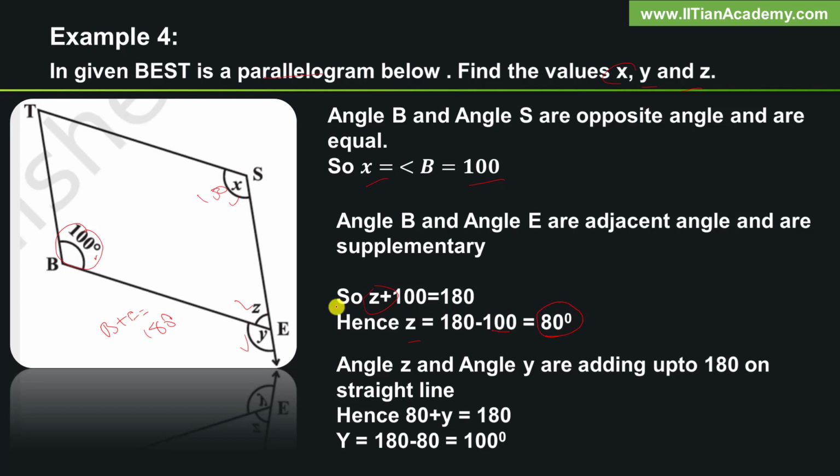Angle z and angle y add up to 180 on a straight line. Hence, 80 plus y equals 180, or y equals 180 minus 80 equals 100 degrees.